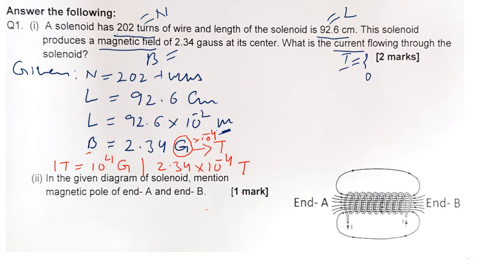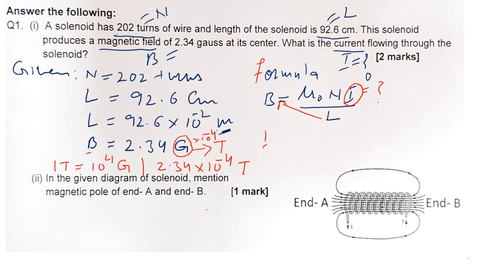Now the formula we have to use for this problem is the formula for the magnetic field of the solenoid: B equal to mu naught N I divided by L. So in this question you have to find the value of the I. So what to do, you cross multiply, the L goes to this side, and everything else comes to the other side, and then after the cross multiplication this I is B L over mu naught N. So this formula you have to use to find the value of the I.